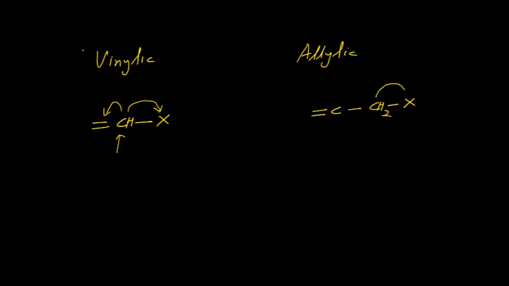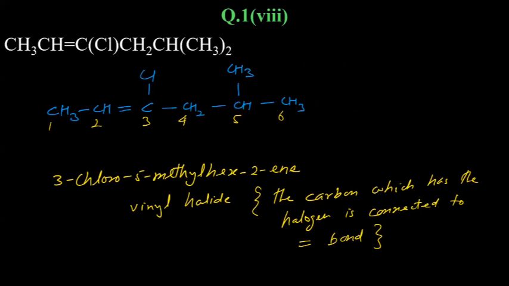Now, in the allylic case, the carbon which is attached to halogen does not have the double bond. Rather, the adjacent carbon has the double bond. That's why allylic. So these are the names of the structures. Now if you consider this one, the carbon which has the halogen, the same carbon has the double bond. It means it will be a vinylic halide.